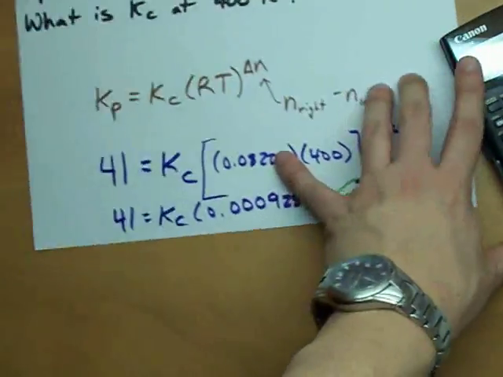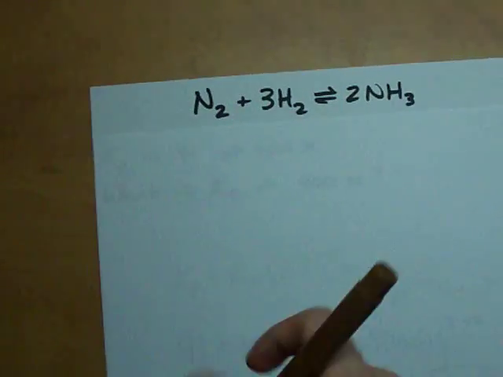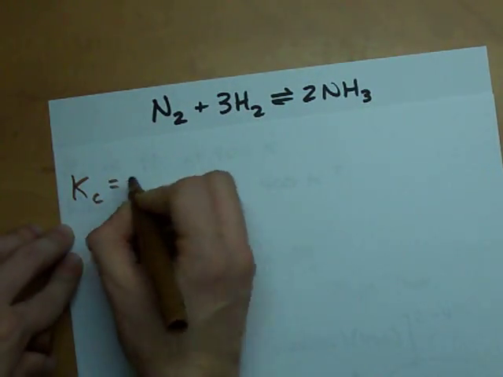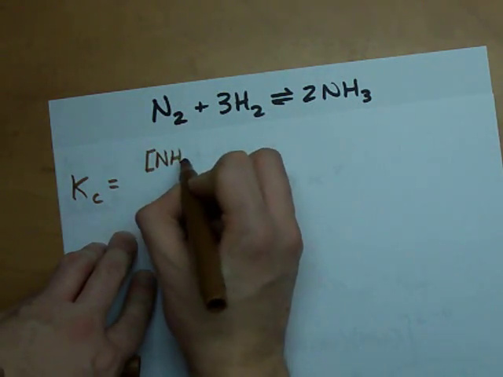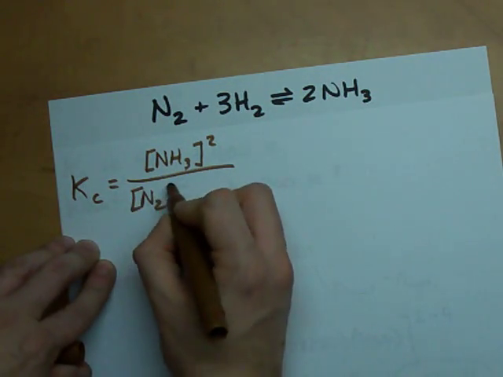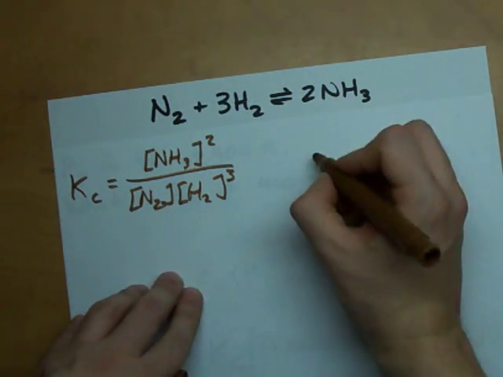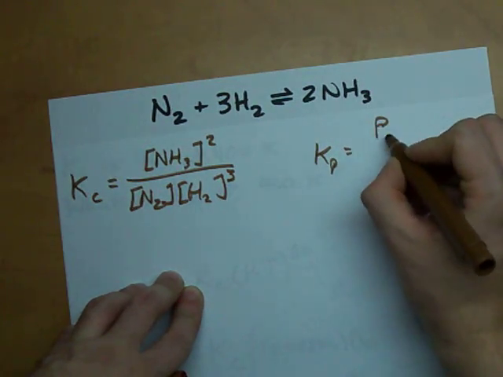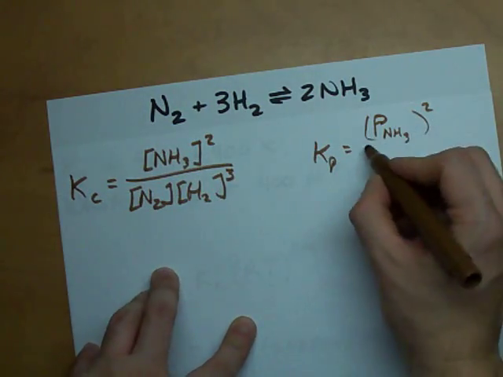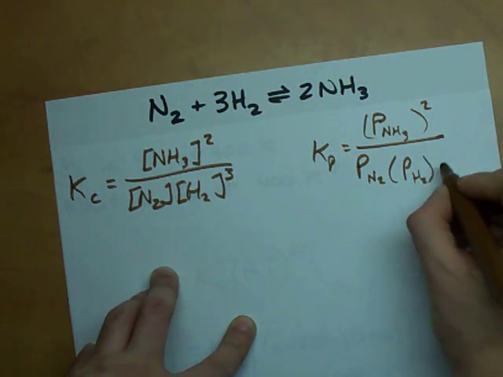Now I want to riff for a second about why that's even true. I want to show you this equilibrium here and write down the equilibrium expressions for Kp and Kc. Kc is the concentration of NH3 squared, see the coefficient became an exponent, all over N2 times H2 to the power of 3. Sweet. Kp is the pressure of NH3 squared. See, it's the same, but it's pressure, right? All over the pressure of N2 times the pressure of H2, but that's cubed.